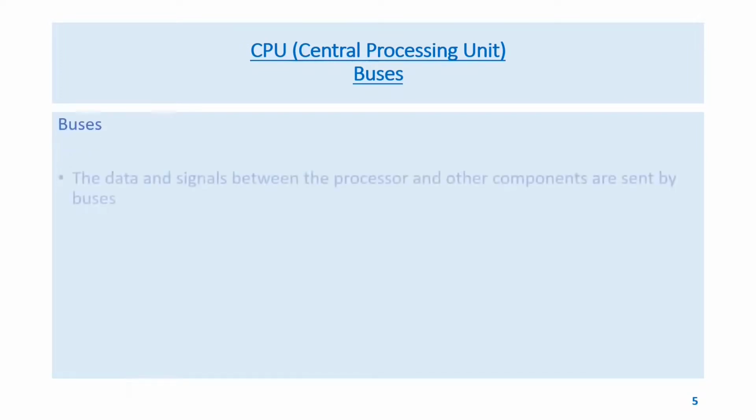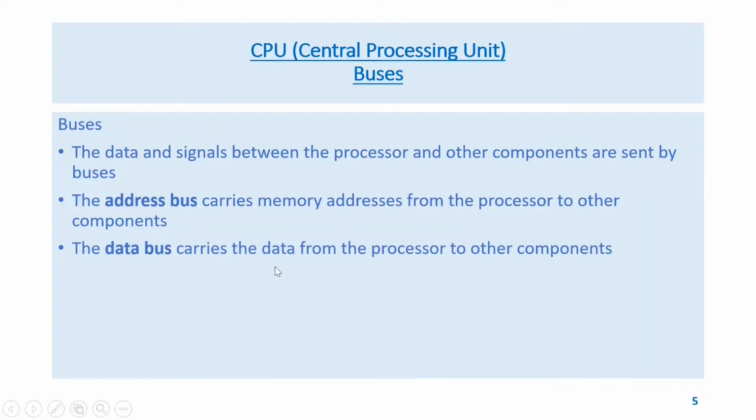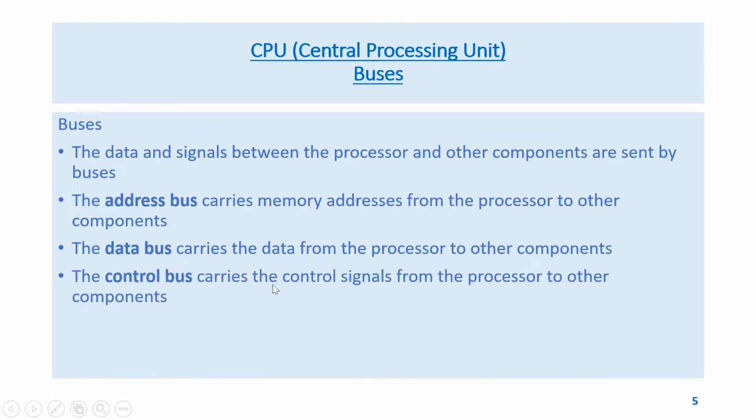Buses. The data and signals between the processor and other components are sent by buses. The address bus carries memory addresses from the processor to other components. The data bus carries the data and instructions from the processor to other components. The control bus carries the control signals from the processor to other components.